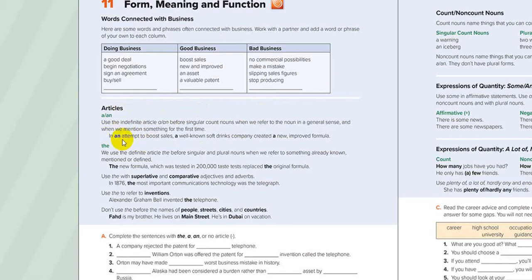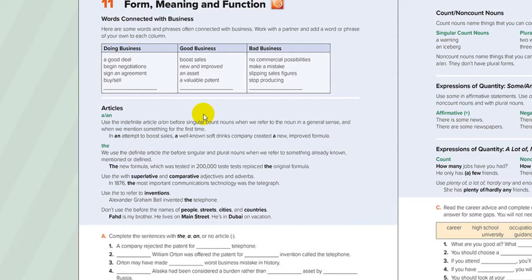We have an, we add an before the singular word that starts with a vowel sound. Be careful. I say vowel sound, not letter. Why? Because sometimes you see some words that start with a consonant letter, but it is pronounced like a vowel. If I say an hour, it means ساعة. I don't say a hour. The word starts with h, but I say an hour.